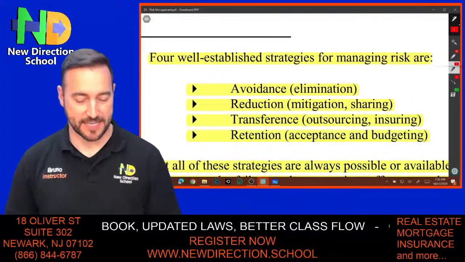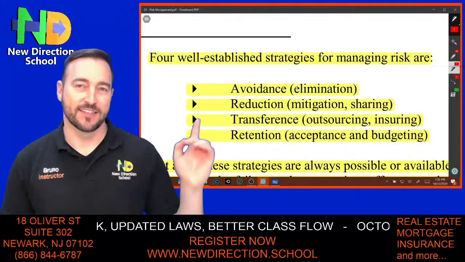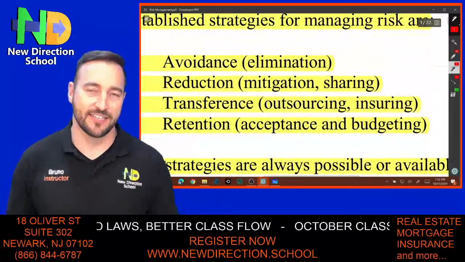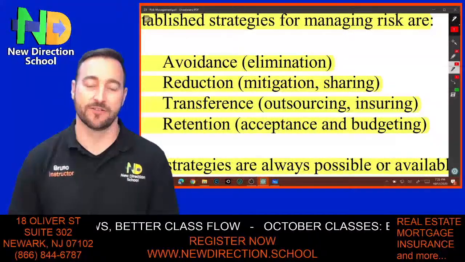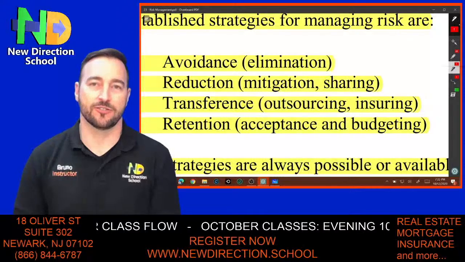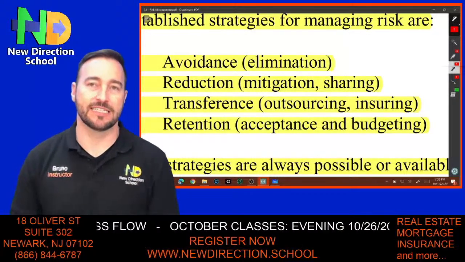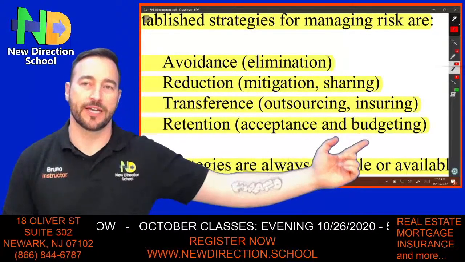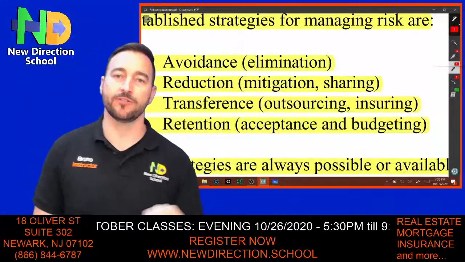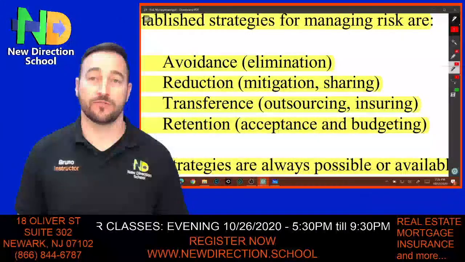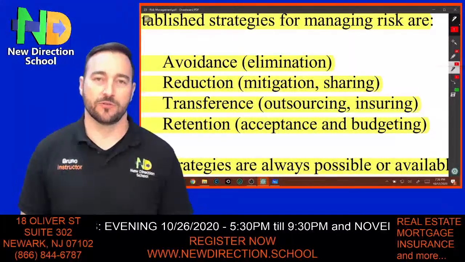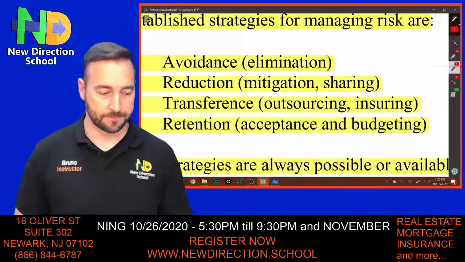Really cool guy. Anyway, there are 4 well-established strategies for managing risk. Avoidance is the elimination of the risk. So if there's anything you can stop from happening, do it. Reduction is mitigation and sharing. Transference is outsourcing, most commonly known as insuring. So risk transfer is when you insure yourself. And retention is, yep, we have to accept that there is some degree of risk and we have to prepare for it.